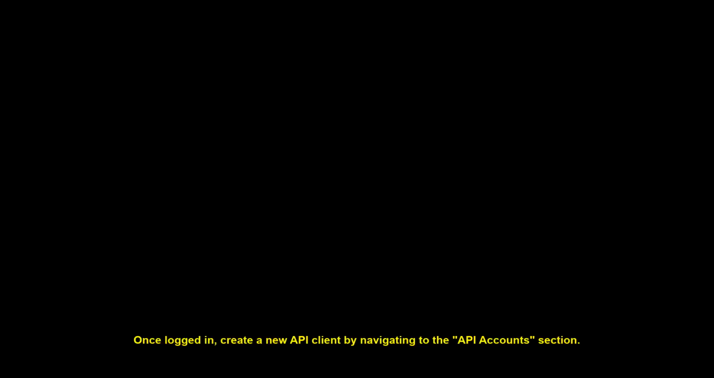Once logged in, create a new API client by navigating to the API accounts section. Fill in the required fields, including the name and info for your app. Set the OAuth scopes based on the access you require for your application. After saving your new API client, take note of your client ID and client secret.